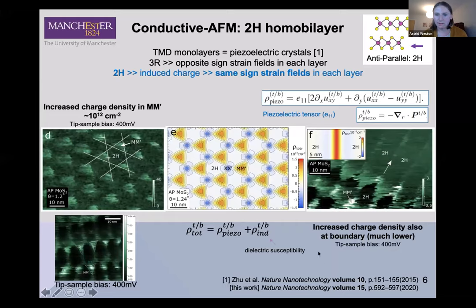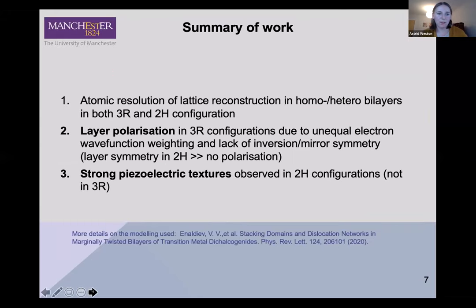Next slide. I'm stuck. Just to summarize very briefly, we've seen at the atomic scale lattice reconstruction in both homo and hetero bilayers of 3R and 2H configuration. And we've demonstrated that each of these different polytypes have very different electronic features, which is layer polarization in 3R and strong piezoelectric textures in 2H.